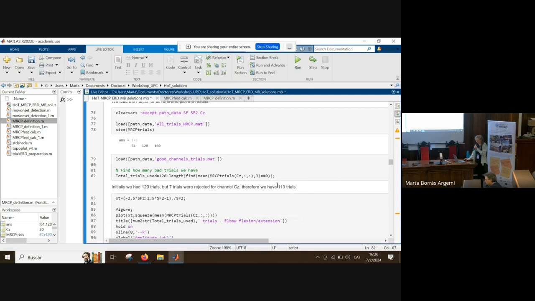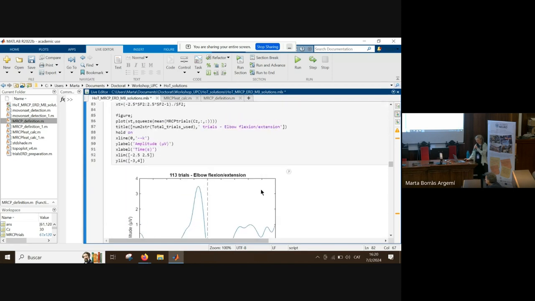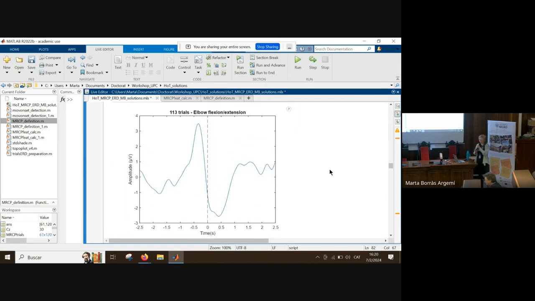And we can see that the movement-related cortical potential looks better than the last one, okay? Because we now have 100 more trials. I told you that we had 120 trials, and here we are plotting 113 trials.